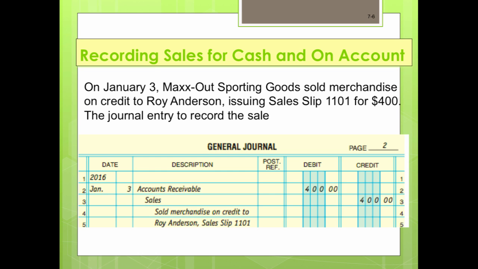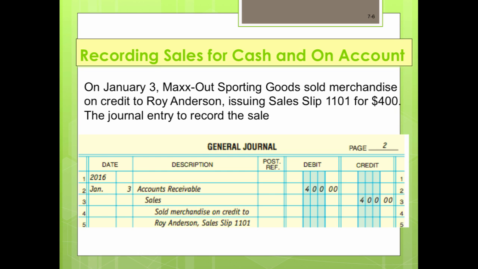Max Out Sporting Goods also grants credit terms to certain customers. One of those customers in this case is Roy Anderson. On January 3rd, Max Out Sporting Goods sold merchandise on credit to Roy Anderson, issuing a sales slip number 1101 for $400. The journal entry to record the sale is presented in this slide. Remember, when it's on account, we have accounts receivable involved as a debit for $400, and we credit the sales account for $400.